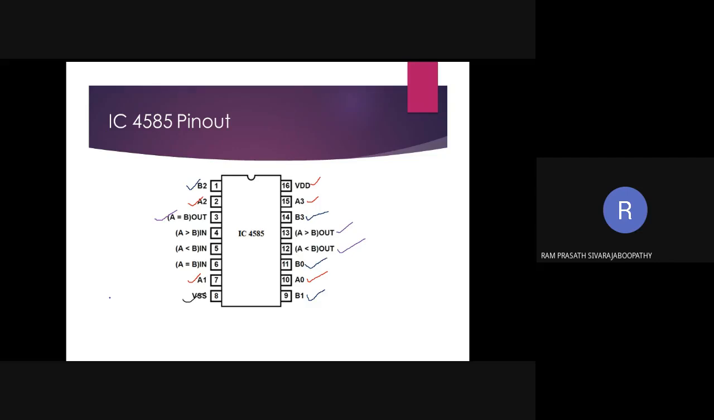Apart from that we are having 3 more pins. Can you tell me for what purpose they are available? For what purpose can they be used? Kindly type it in the chat.